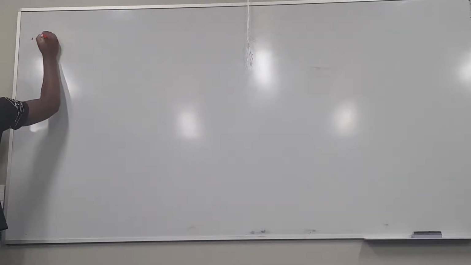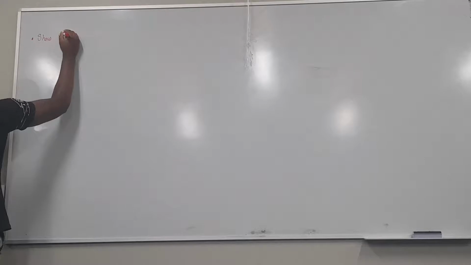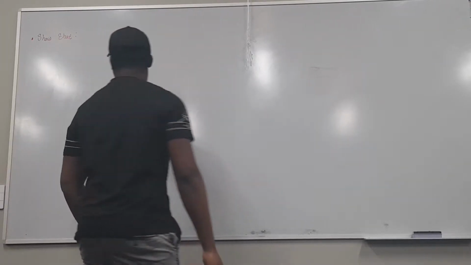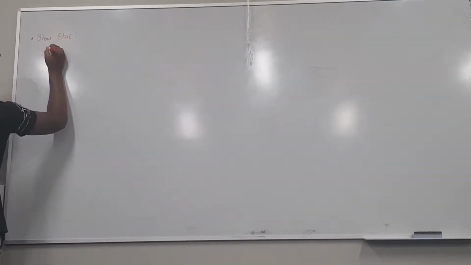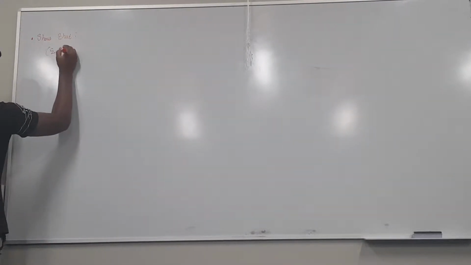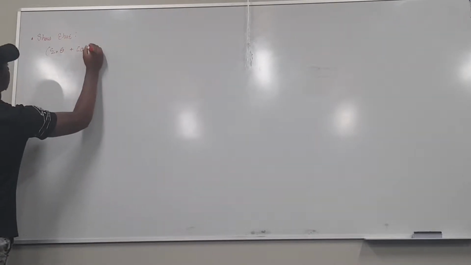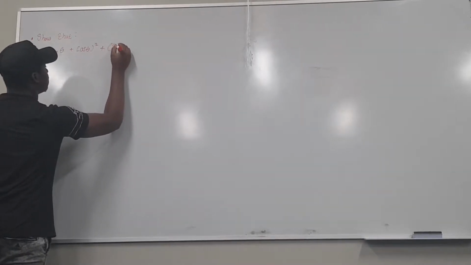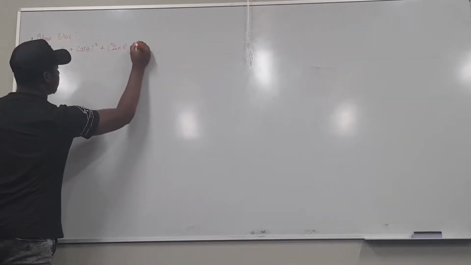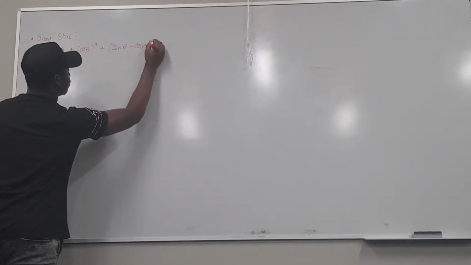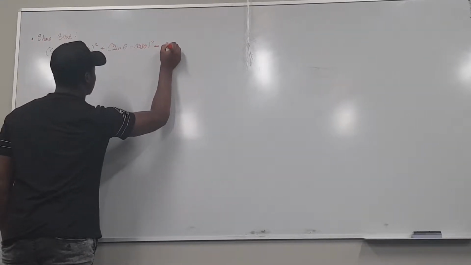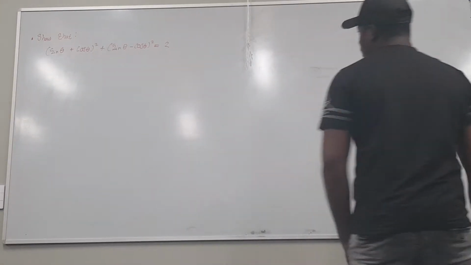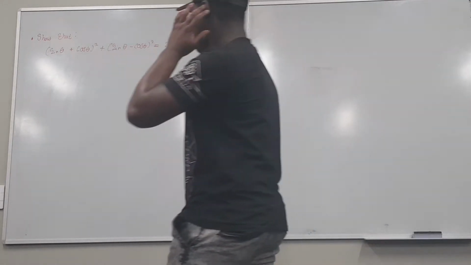Show that (sine theta plus cosine theta) squared plus (sine theta minus cosine theta) all squared is equal to 2.